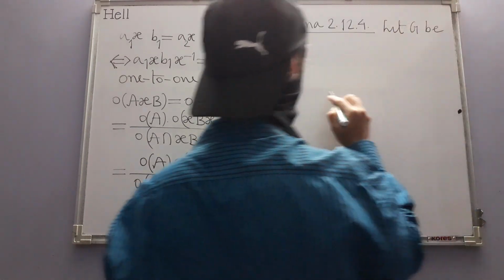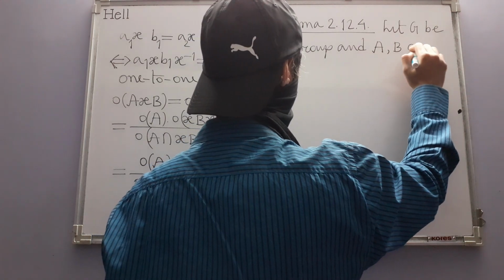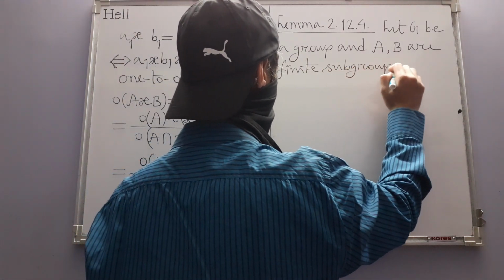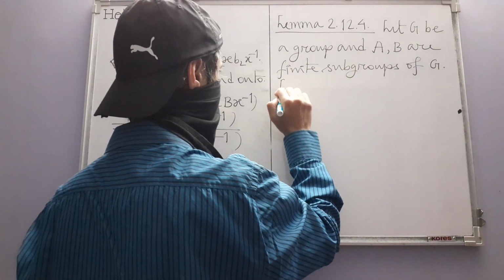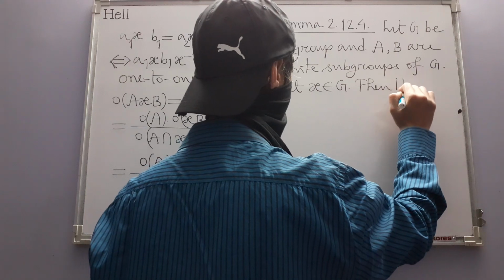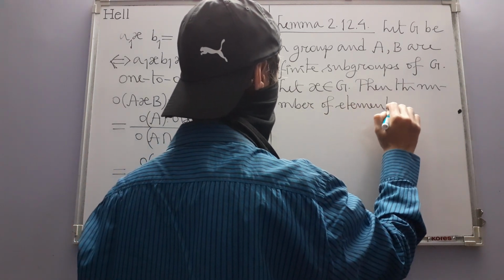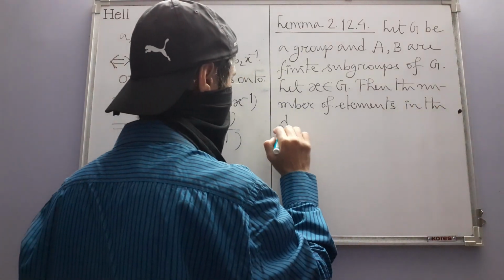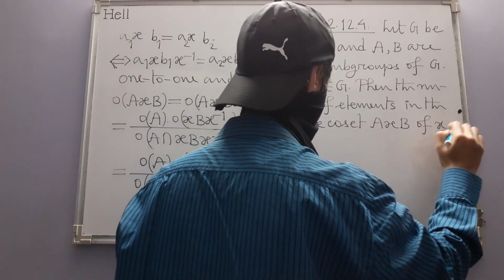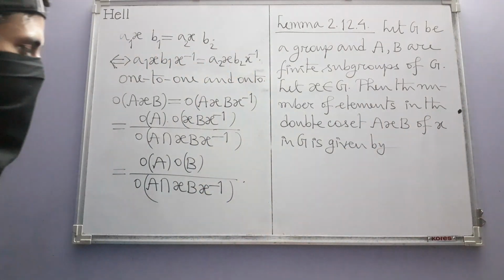Let G be a group and A and B be finite subgroups of G. But this time let us write it, let x be an element in G. Then the number of elements in the double coset AxB of x in G is given by this formula.